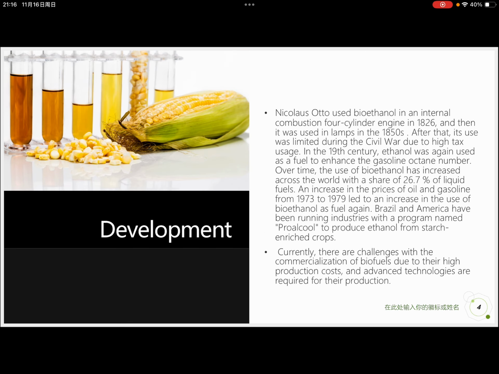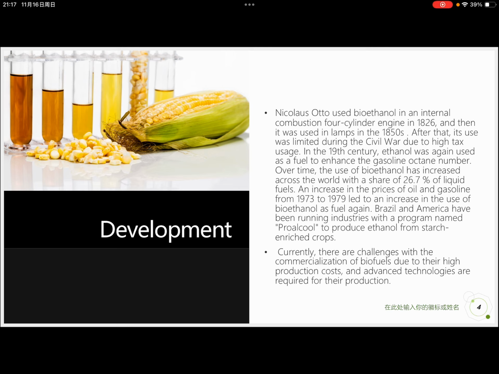And secondly is the development. The using of bioethanol has a profound history. It was first used in 1826 for a 4-cylinder engine, and then was used in lamps in the 1850s. After that, its use was limited during the Civil War due to high tax usage. In the 19th century, ethanol was again used as fuel to enhance the gasoline of same number.